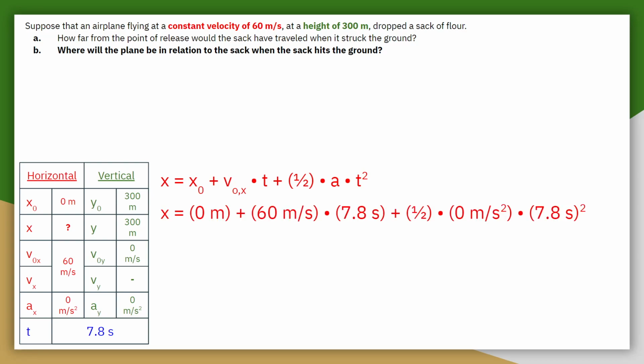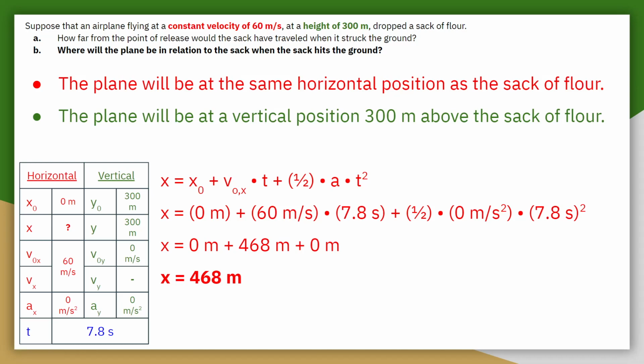Plugging in the variables, we figure out that the plane is at the exact same horizontal position that the sack is. And because the plane we're assuming is flying level with the ground, it means that its vertical position would not have changed. So really, our answer for this part of the problem is twofold. The plane will be at the same horizontal position as the sack of flour, and the plane will be at a vertical position 300 meters above the sack of flour.